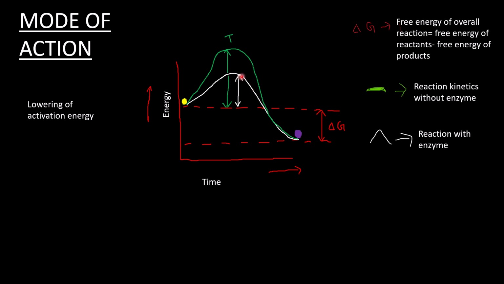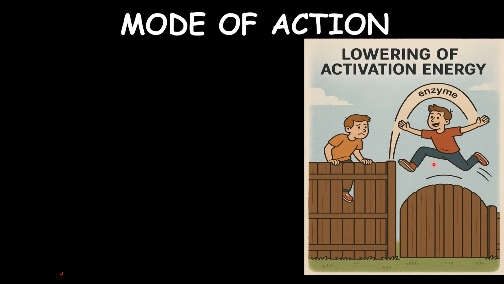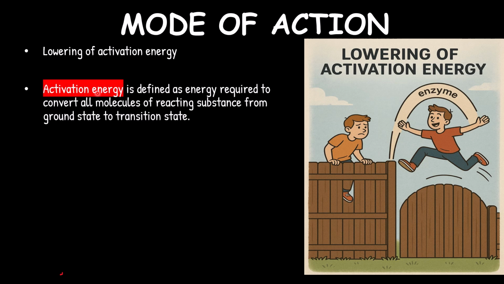So what the enzyme actually does is it reduces the magnitude of activation energy. But one important thing to note is delta G, that is the difference between the free energy of the substrate and the free energy of the product, that remains the same with and without enzyme. So it is like jumping over a fence. What the enzyme does is it reduces the height of the fence so that the substrate can easily be converted to products. So the mechanism of action is lowering of activation energy.